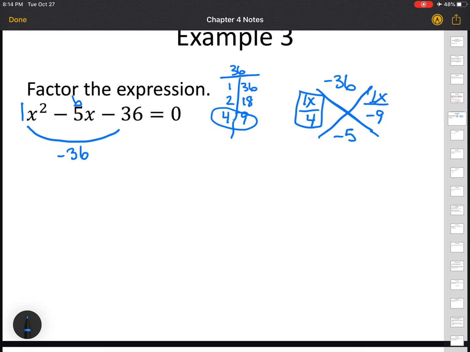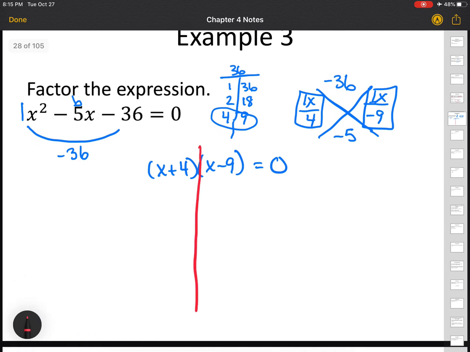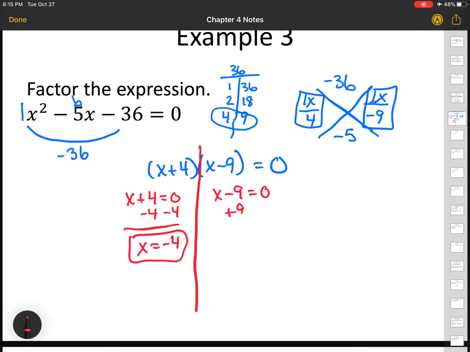So here are my factors: x plus 4 since 4 was positive, and x minus 9 since 9 was negative. And it's still set equal to 0. So what I'm going to do with that is split these apart. Since it's equal to 0, I'm going to split them apart and set each one individually to 0 and solve for x. Well, if I subtract 4 here, I get negative 4. And if I add 9 here, I get back 9.